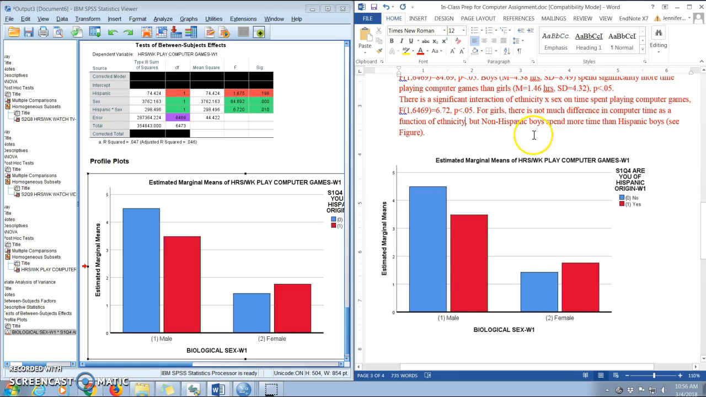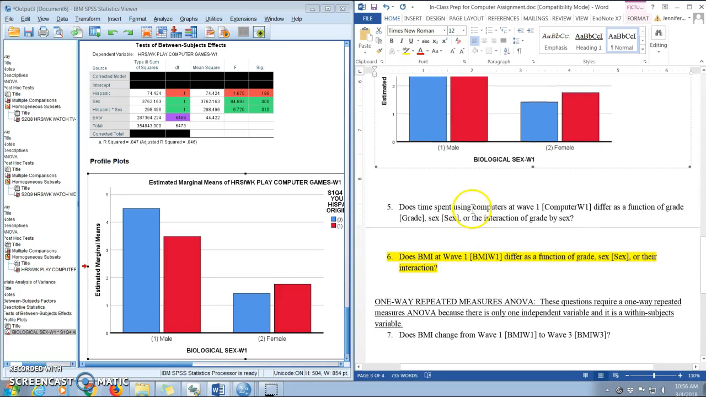But non-Hispanic boys spend more time than Hispanic boys playing computer games. Okay, super. All right, let's go on to the next one then. So the next one says, does time spent playing computers at wave 1 differ as a function of grade, sex, or the interaction of grade by sex?